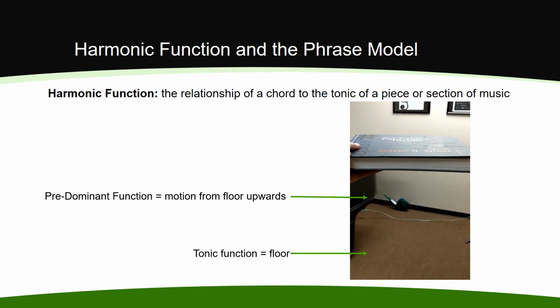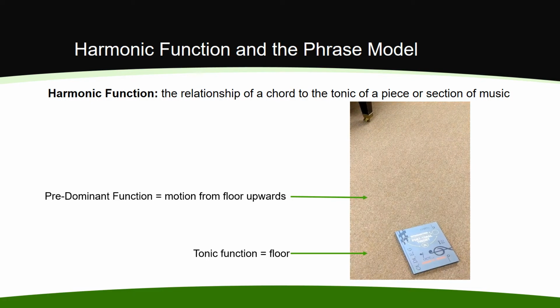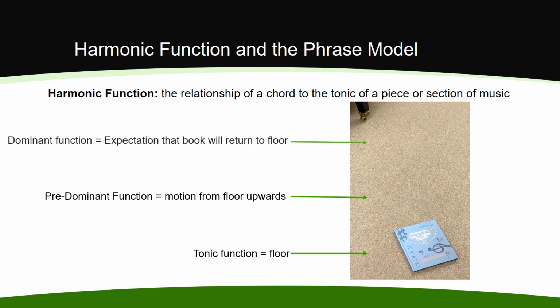Now think about dropping that textbook. That moment of expectation before you let go is dominant function. You know what has to happen next. When you let go, that textbook will fall to the floor. Now imagine that you drop the textbook and it lands on the floor with a satisfactory thud. It's back on the floor, resting and stable again.